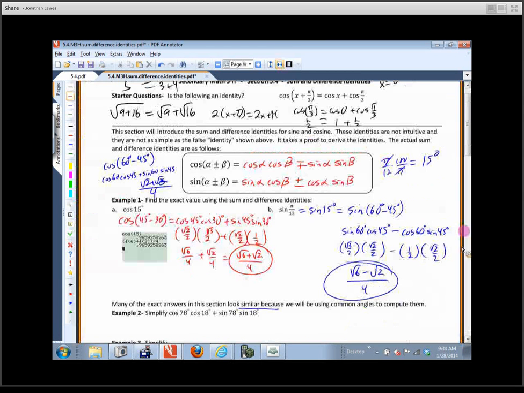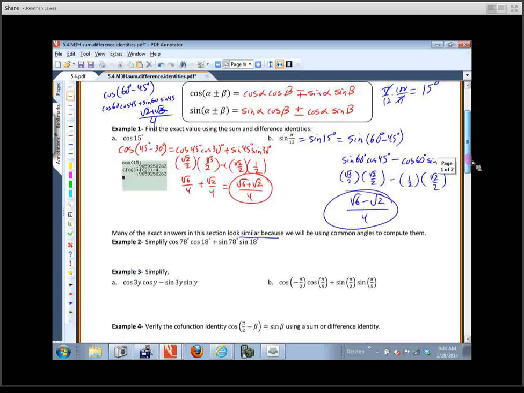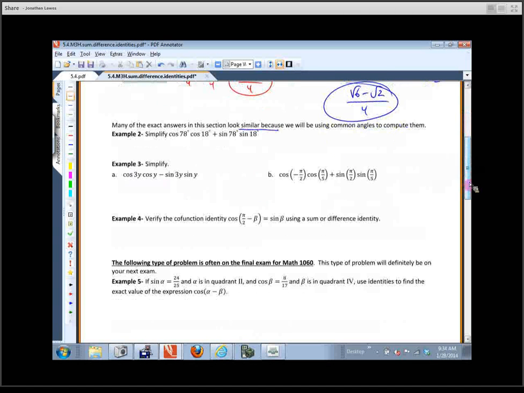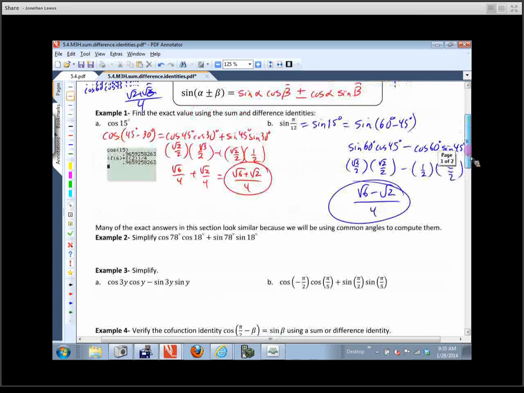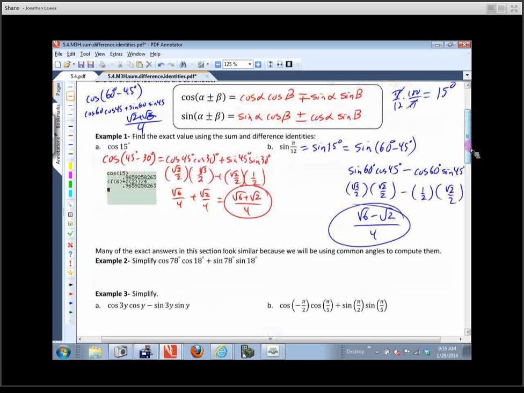Okay, raise your hand if you've seen this before. Okay, very good. Then this is just a nice bit of practice. Take a look at example 2. It says just write it as simply as you can. There's the identity right there. If you don't have it memorized, you've got to get it memorized.